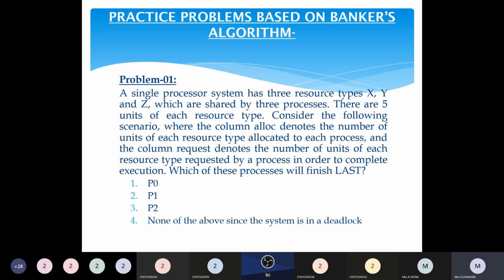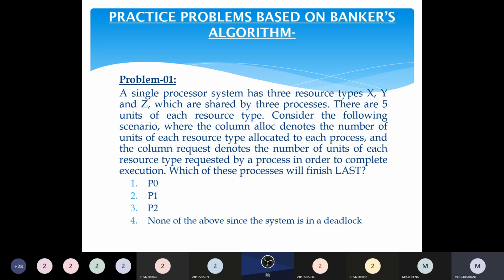So we have four answers: P0, P1, P2, and none of the above since the system is in deadlock. So the question is, we have three resources X, Y, Z and three processes P0, P1, P2.